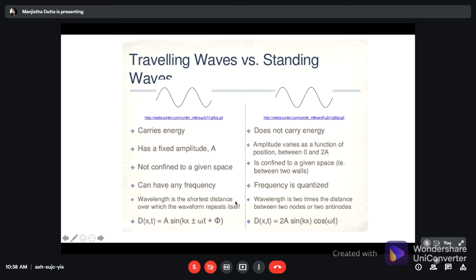Then what is the wavelength, what is the distance? The wavelength is the shortest distance over which the waveform repeats itself, and here the definition is 2 times the distance between two nodes or antinodes. And the last, obviously, is the mathematical representation, how the traveling wave is represented and how the stationary wave is represented mathematically.